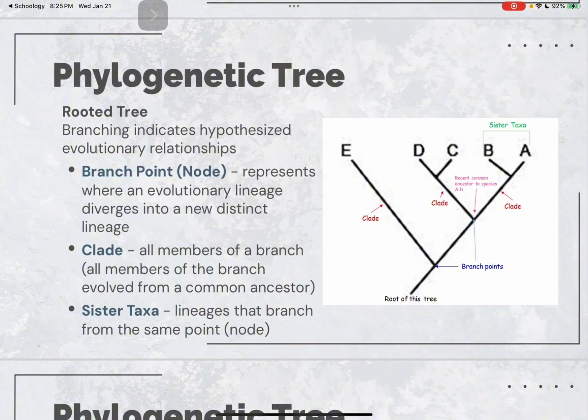So essentially all of the members of the branch have evolved from a common ancestor. So if you look at the second branch point, D and C, that's a clade. B and A, that's a clade. E, even though it's alone, is still a clade.